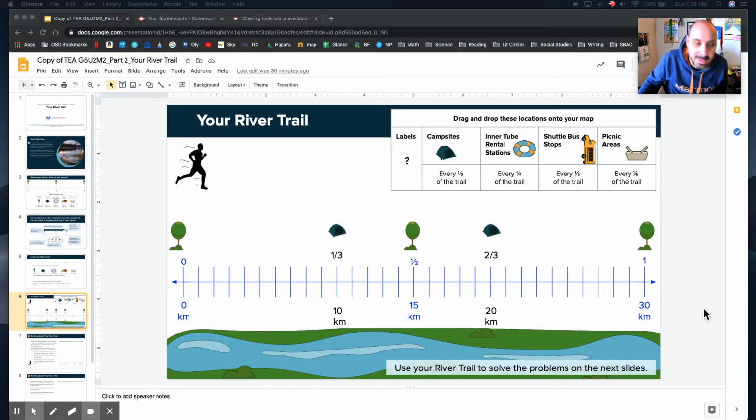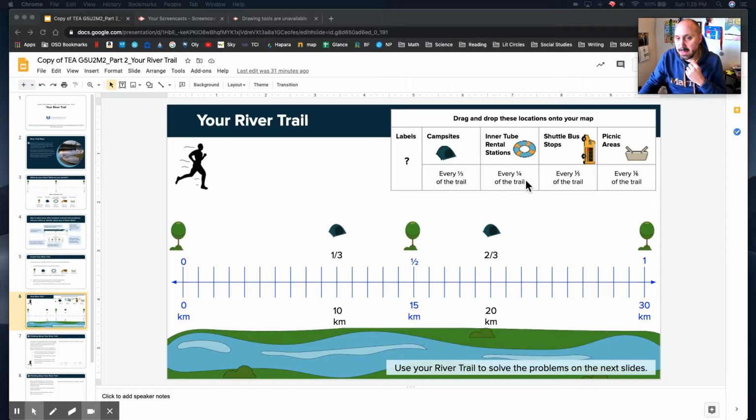All right, hey mathematicians, this is part two of your river trail, and I am going to be placing the rest of our little locations on our map here on our timeline, or not timeline, but travel line, what our trail will look like. So yesterday you were supposed to do this on your own, and so now I am showing you where they go. The one that could be difficult is the inner tube rental stations.